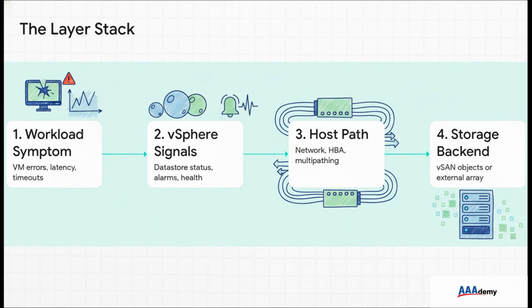All right, let's walk through it from top to bottom. We always start with the workload symptom. What is the virtual machine or the application actually experiencing? Then we move down to the vSphere signals. What are your datastores, your alarms, and your cluster health telling you? From there, we check the host path, the network, the HBAs, the multipathing, and only then, at the very bottom, do we finally look at the storage backend itself. This top-down approach is absolutely crucial. It stops you from getting lost in the weeds.